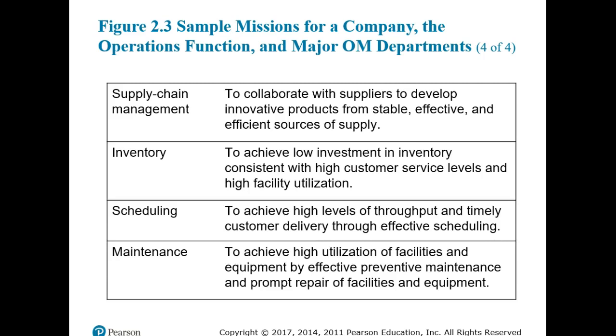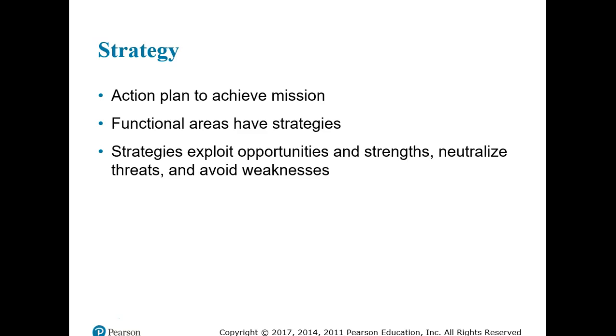So, with the mission being established, strategy and its implementations can begin. Remember, the strategy is the organization's action plan to achieve the mission. Now, each functional area has a strategy for achieving its mission and helping the organization reach the overall mission. These strategies exploit opportunities and strengths, and they neutralize threats and avoid weaknesses. So, you recognize what we're doing here. We're essentially performing a SWOT analysis. And a SWOT analysis can help managers identify strengths, weaknesses, opportunities, and threats to shape their strategies.